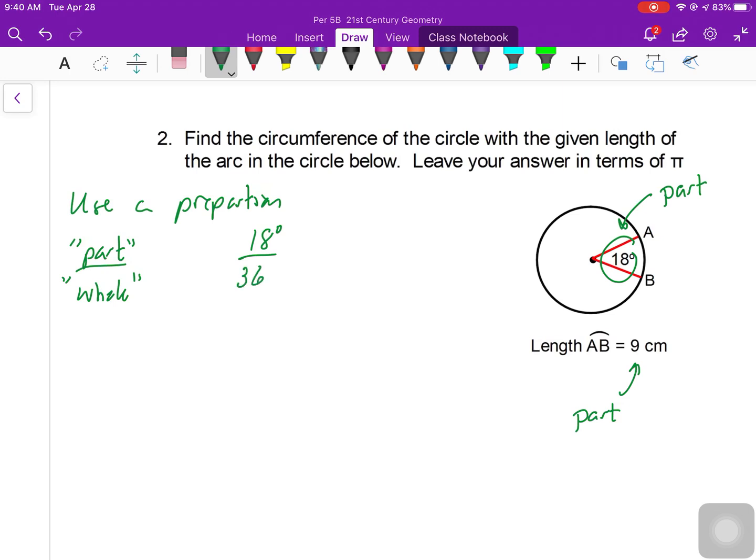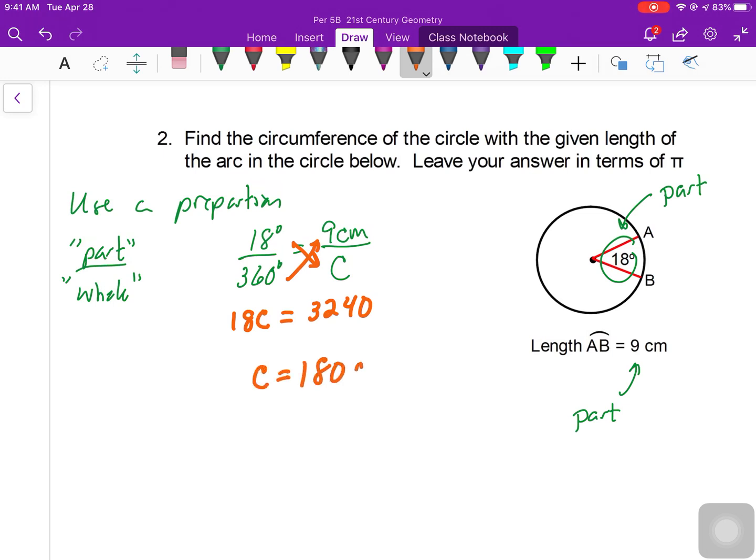And let me just review that with you. So the part was 18 degrees, and the full circle is 360 degrees. The arc length on the part was 9 centimeters, and we're looking for the circumference of the whole circle. Now, once you have it set up, we always solve proportions in the same manner. We always cross multiply. So 18 times c would give me 18c. And then 360 times 9 would give me 3,240. We would finish this one by dividing, and we come up with the circumference is 180 centimeters.